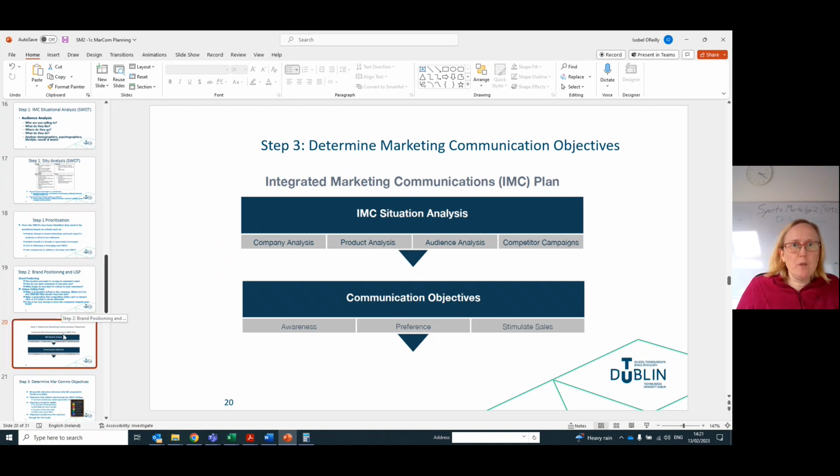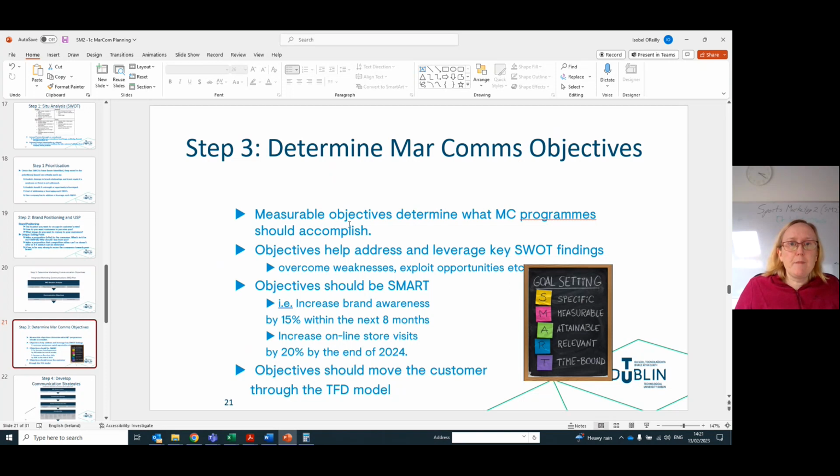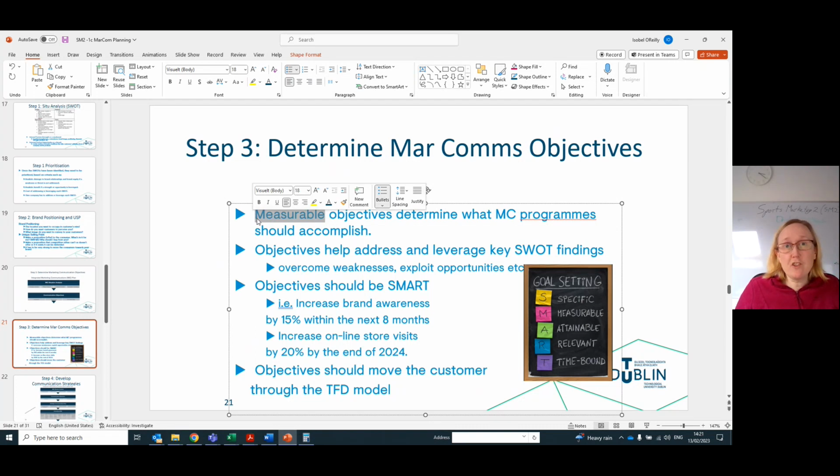So that's step two. Step three, determine MarCom objectives. This is where we get into writing actual SMART objectives, measurable objectives. This is how we know at the end, did we achieve our targets? It has to be something that we can measure. We're not looking for fluffy notions in the sky.